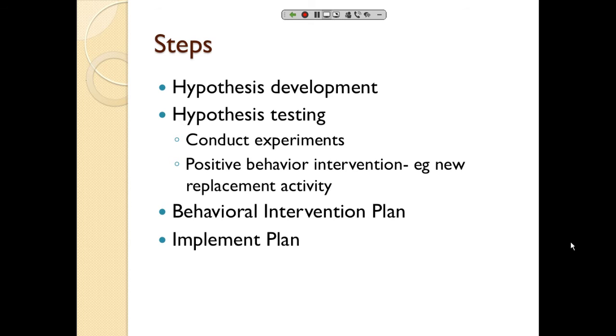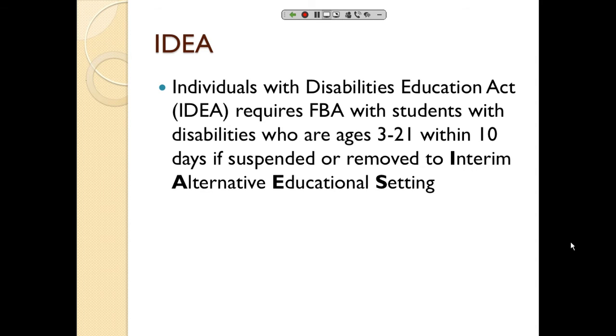So once you figure out some replacement activities, then this gets put into a behavioral intervention plan at school or at home, and then you implement the plan and see if it works. So that's the sequence of steps. Now, I want to point out to you that under the IDEA legislation, Individuals with Disabilities Education Act in the United States, a functional behavioral assessment is required for students who have disabilities between ages 3 and 21 within 10 days if they are suspended or removed from their regular setting to an interim alternative educational setting. The law says you have to do a functional behavioral assessment.